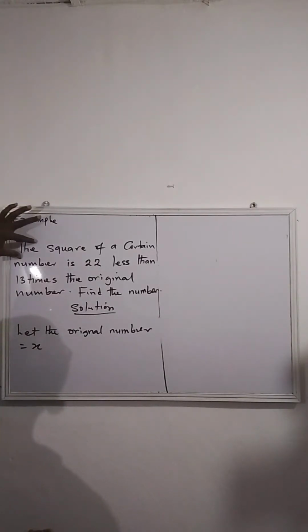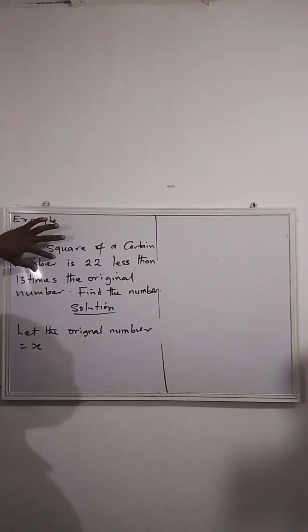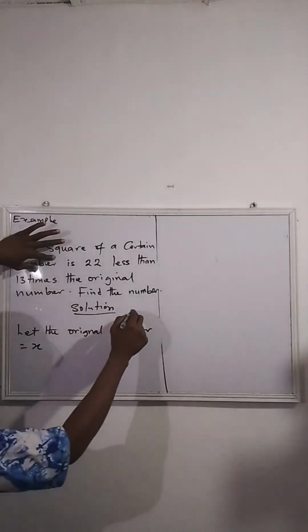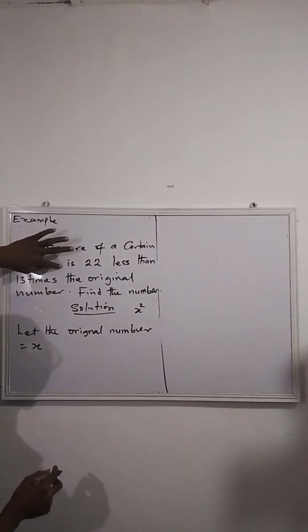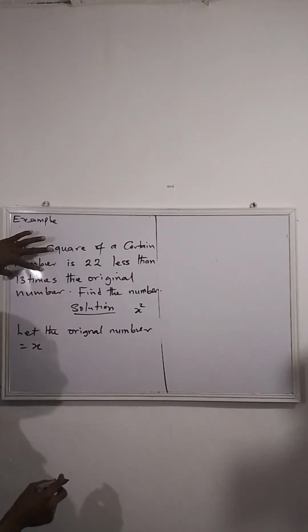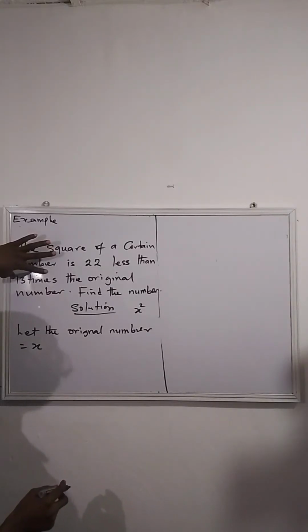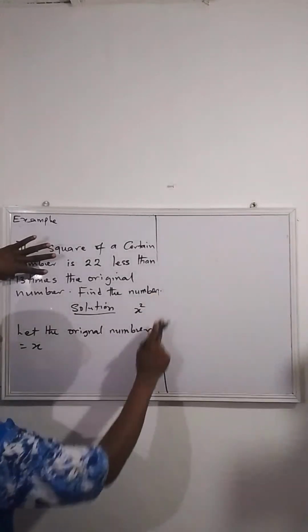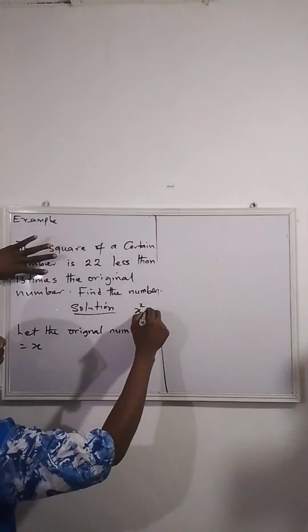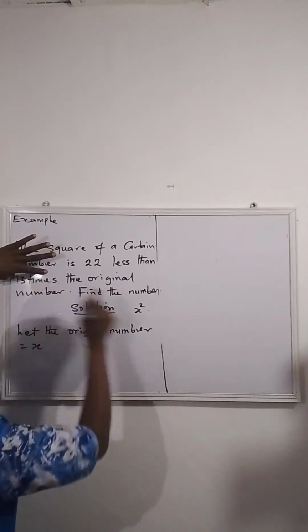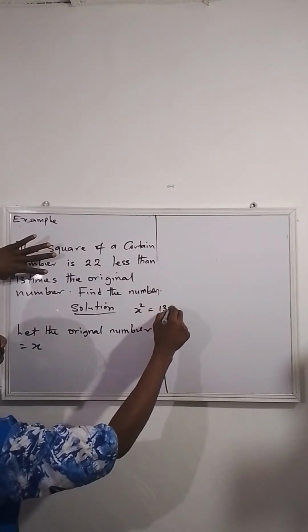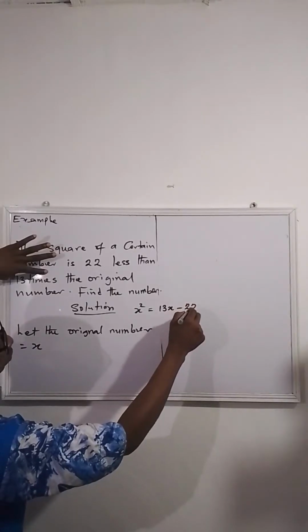Now the question says the square of a certain number. That is the original number, the square of it. The square of it is 22 less than 13 times the original number. So that means it is reduced. It's 22 less than this. So that means it is equal to 13x minus 22.